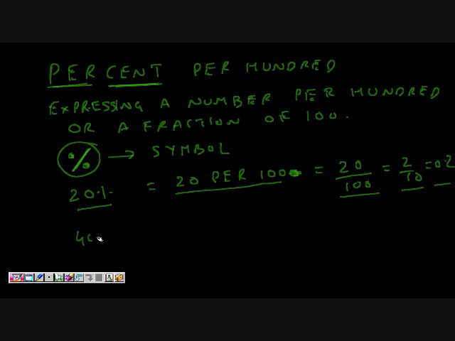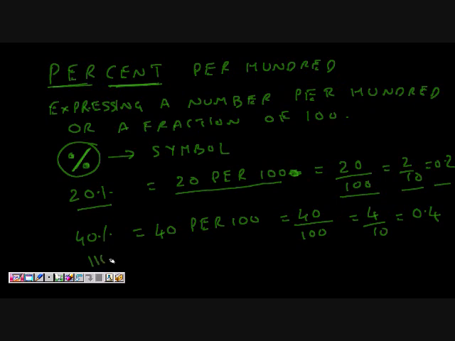Similarly, 40% is 40 per 100, which is 40 per 100, or 4 divided by 10, or 0.4, are one and the same. Similarly, 110% is 110 per 100, which is equivalent to 110 divided by 100, or 11 by 10, or 1.10. These all terms are the same.